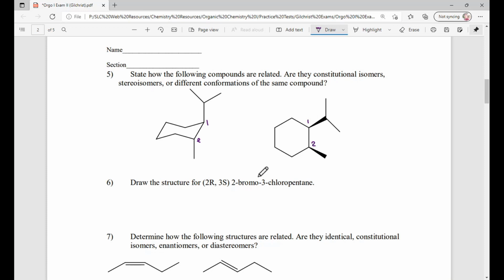So in this case, do you have the same groups attached to the same carbons? Yes. What do you think? Yes, you do. So you'd have the same groups attached to the same carbon, so it's not constitutional isomers. Now we have to check and see, do they have the same spatial arrangement? In other words, do they have the same cis-trans configuration? No, one's cis and one's trans.